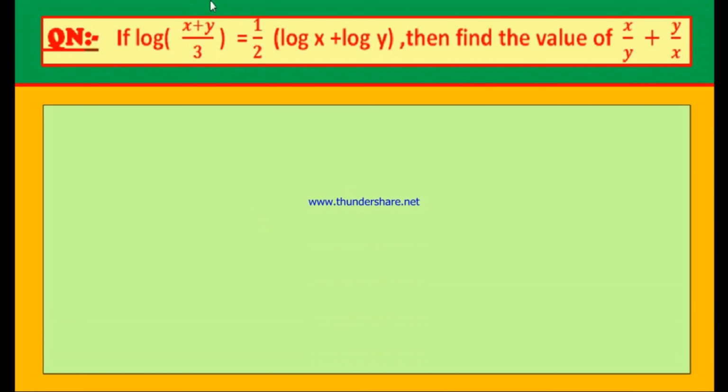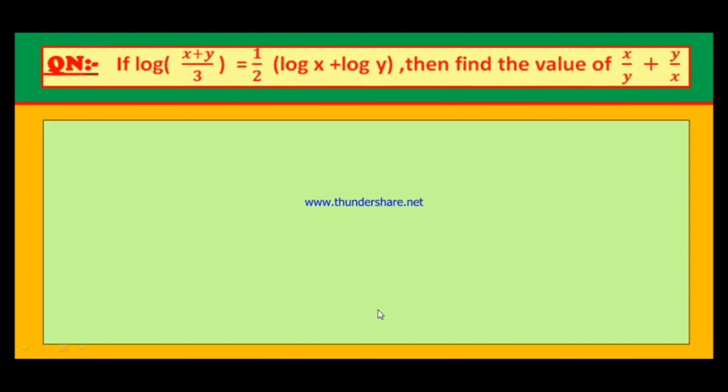If log of (x plus y) by 3 is equal to half of (log x plus log y), then find the value of x by y plus y by x. I shall repeat. If log of (x plus y) by 3 is equal to half of (log x plus log y), then find the value of x by y plus y by x. This is the solution.